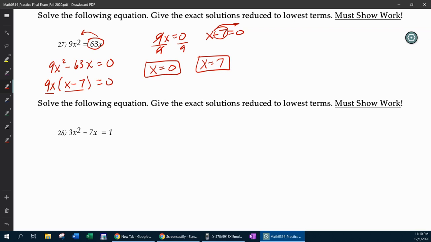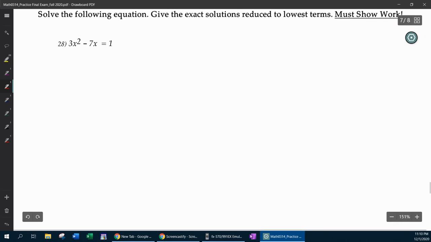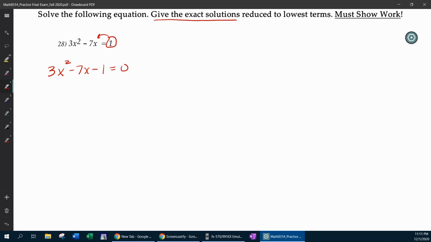And that is done. Number 28, solve the equation. Notice it does say to give the exact solutions, reduce to lowest terms. Again, this is a quadratic equation because it has an x squared, so I need to set it equal to 0. Moving the 1 over is going to make it -1. And now this is in standard form.